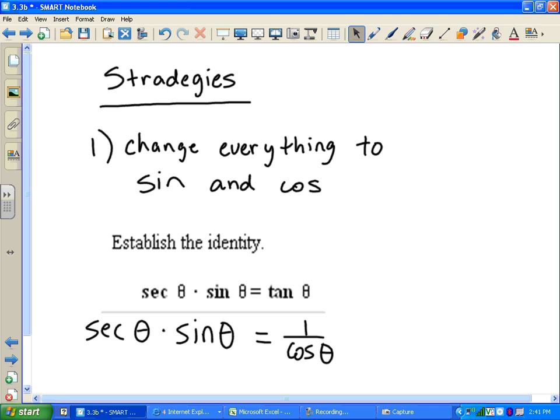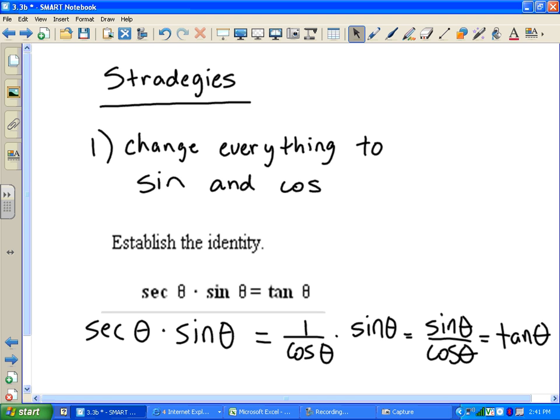And so now I have 1 over cosine theta times sine theta. Okay, notice nothing's canceling out here. But if we multiplied this out, then we would get sine theta over cosine theta, which should look familiar. What's that? Sine over cosine is tangent. So I've actually worked this one out completely there.